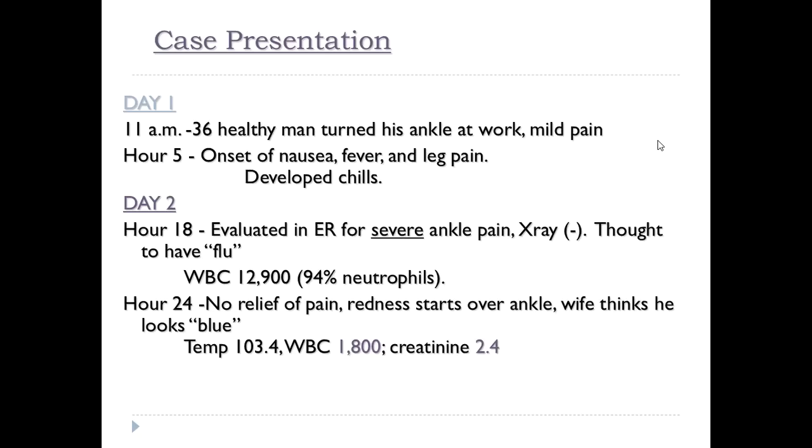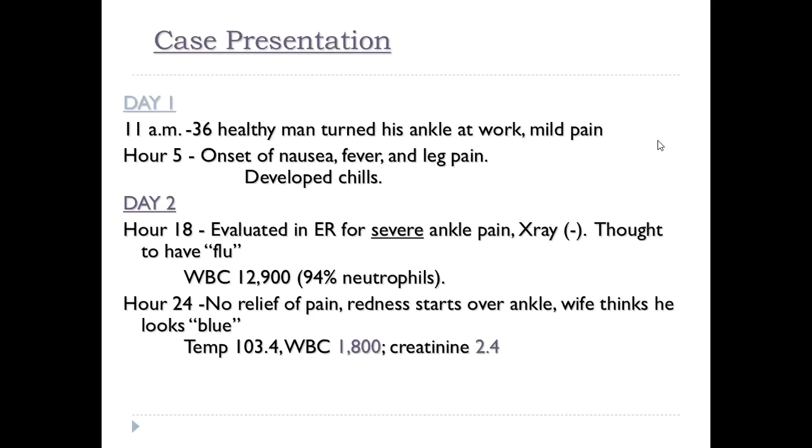Another case: this is a 36-year-old man who turned his ankle. Pain, nausea, vomiting, fever. After 5 hours, he developed chills. Then at 18 hours, this patient comes to the ER with severe ankle pain, X-ray is normal, thought to have flu, WBC count is this. At 24 hours, redness starts spreading, wife thinks he looks blue, there is temperature, leukopenia now, and creatinine is 2.4. Any guess?